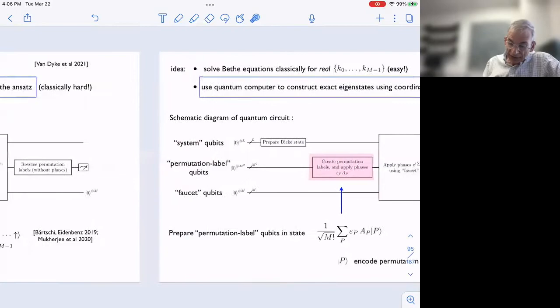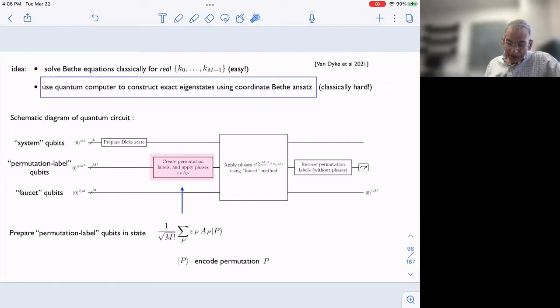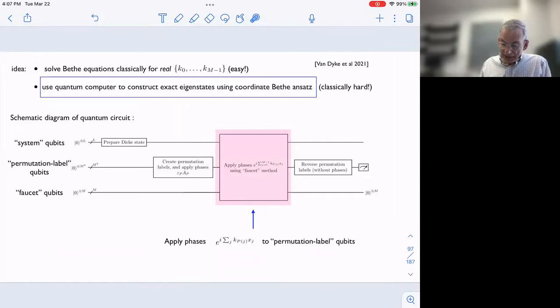Then the next step here is to create so-called permutation labels and apply the phases epsilon P and AP that I mentioned at the beginning. So in other words, we want to prepare this state where the state P encodes one of the M factorial possible permutations, and we sum over all the permutations. I won't go into details about how it's done, but it's just some way of encoding permutations using M squared qubits. The next step is to apply the phases e to the i kP to the permutation label qubits.